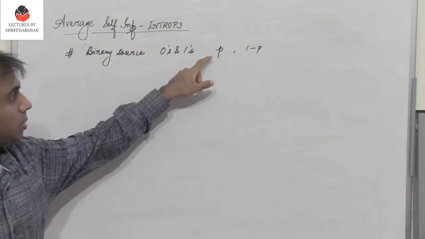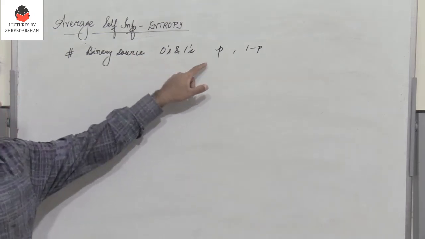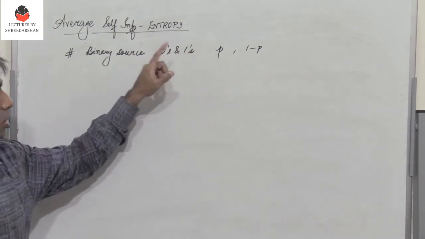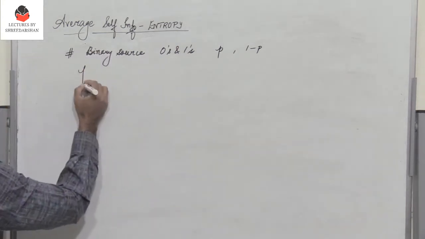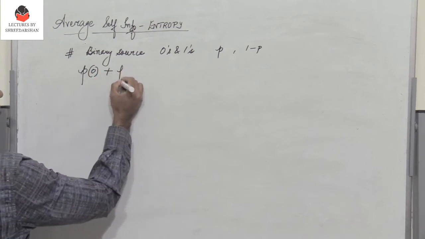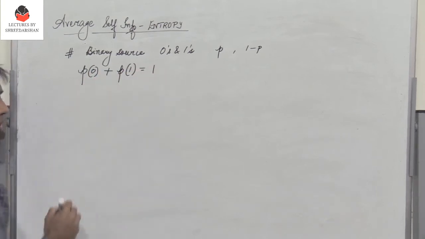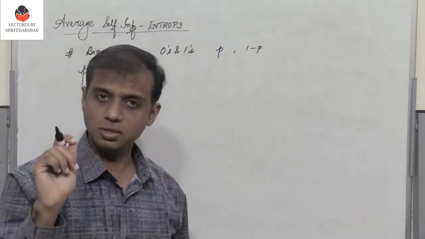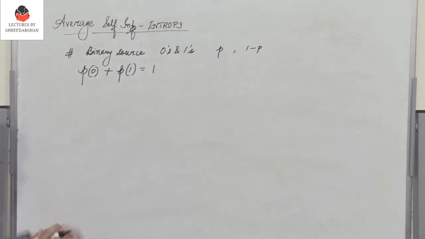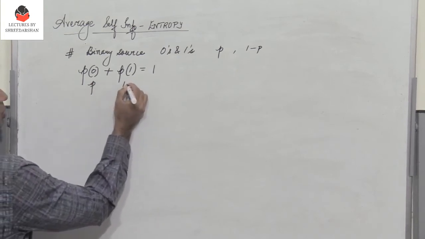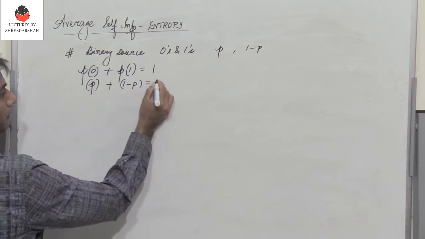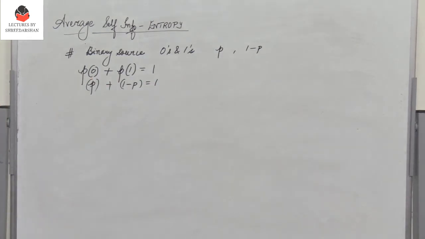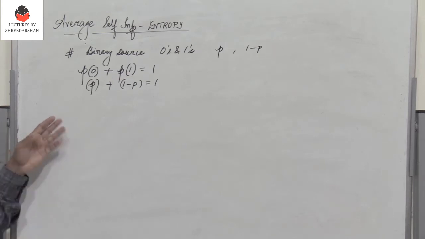Now it's been given that the probability of the source emitting a 0 is p, and definitely the probability of the source emitting a 1 would be 1 minus p, because the probability of 0 being emitted plus the probability of 1 being emitted is 1. You have to remember that the sum of probabilities is always equal to 1. So if this is p, then this would be 1 minus p. So the sum is 1. Alright, so now I need to plot the entropy of the source versus the probability.